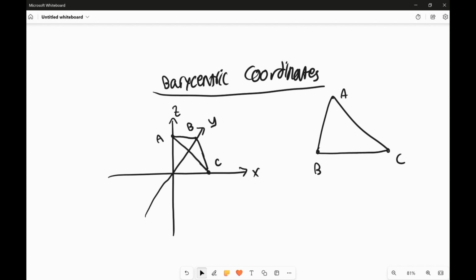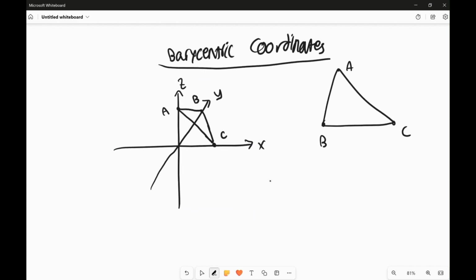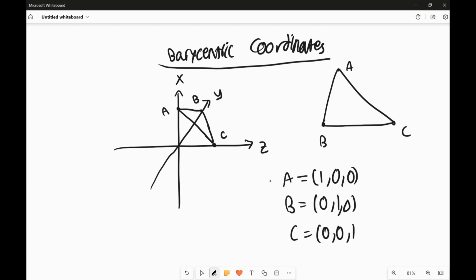We can try doing that. And if we appropriately scale down the axes, we end up getting a nice configuration. Let me go ahead and fix this: this should be X and this should be Z. So that means we can label the points as A equals (1, 0, 0), B is equal to (0, 1, 0), and C is equal to (0, 0, 1).